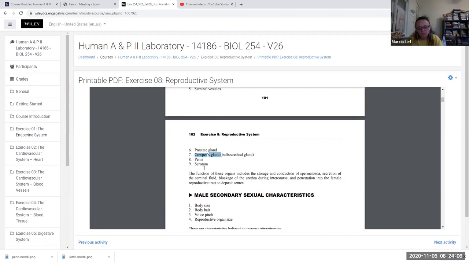Is it because of the temperature? Very good, Marcia. It's because of the temperature. Sperm cell production is very sensitive to high temperatures. And as it turns out, the internal body temperature is just 2 to 3 degrees too high for a viable sperm cell to be produced.